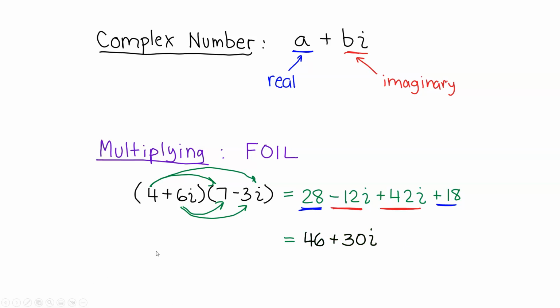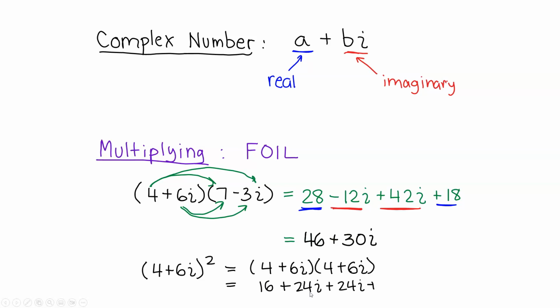It works the same way when I take a complex number and raise it to a power. And most of the time, you're just going to be asked to square it. I have to keep in mind that that's the same thing as 4 plus 6i times 4 plus 6i. I'm going to FOIL this again. And if I do that, I'm going to end up with 16 plus 24i plus 24i plus 36i squared. Of course, adding a 36i squared is the same thing as adding a 36 times -1, which makes this a minus 36. And so when I combine my like terms, I'm going to have 16 minus 36, which is negative 20. 24i plus 24i is 48i.